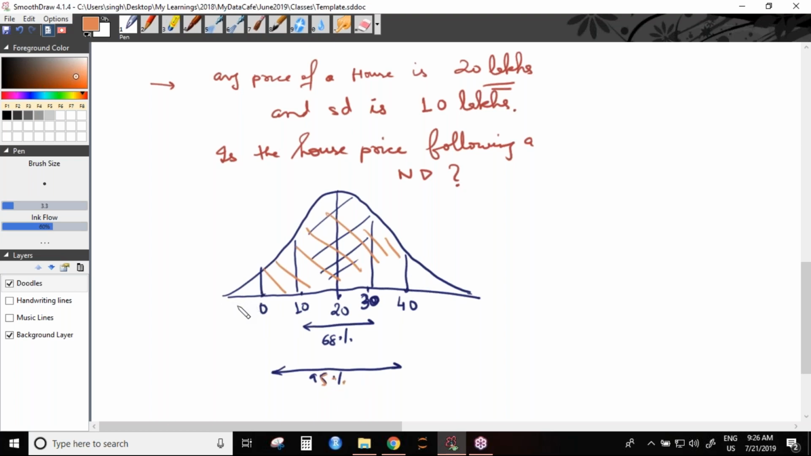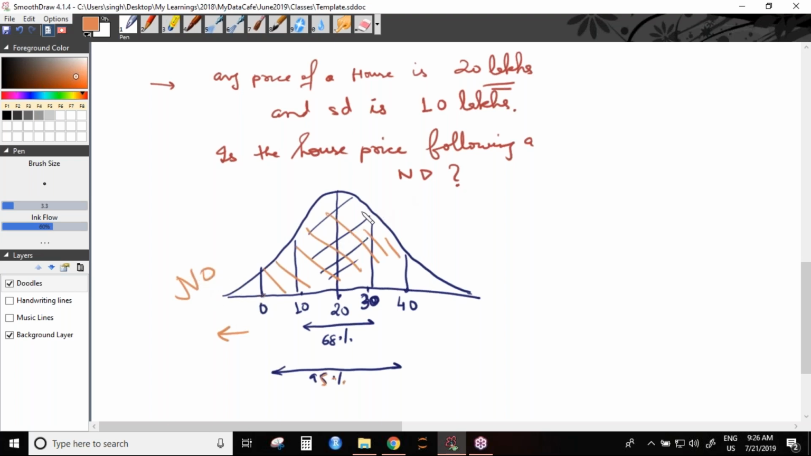But do you think I can go further on this side? Do you think something exists below price 0? No, I cannot go further. Even the price of 0 doesn't make sense. You will not get a house for 0 rupees. So I cannot go beyond this.